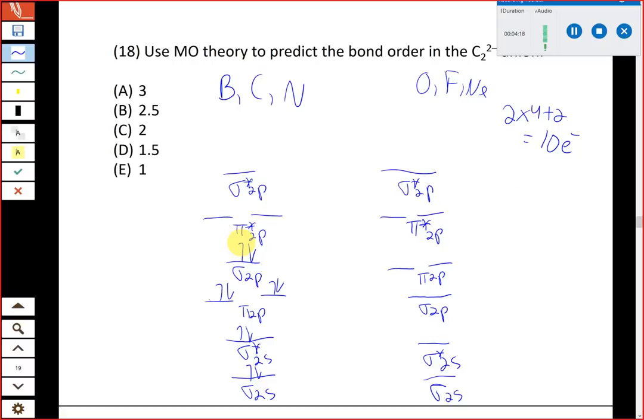And then if we want to calculate the bond order for this, remember that bond order is 1/2 times the number of bonding electrons minus the number of anti-bonding electrons. So every time you put electrons into bonding orbitals, you increase the bond order, and then every time you put them in anti-bonding, you're going to decrease it.